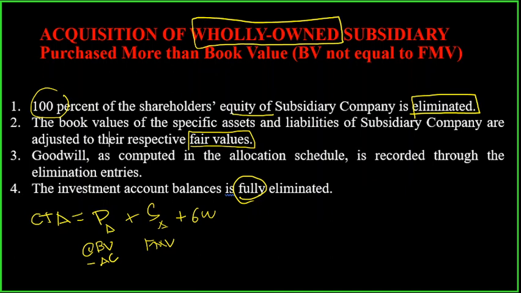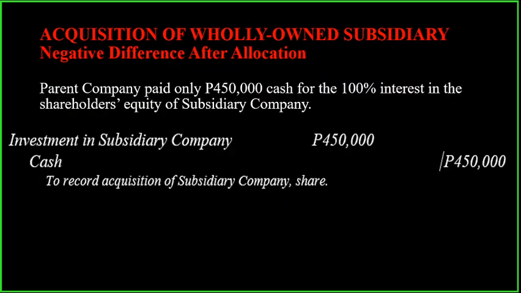And the investment account balance is fully eliminated. Why? Under the economic entity concept, you cannot report an investment to yourself, right? The parent invested in its subsidiary. Now, as one entity, parent and subsidiary, we cannot record that it has an investment in itself. So we will eliminate that.